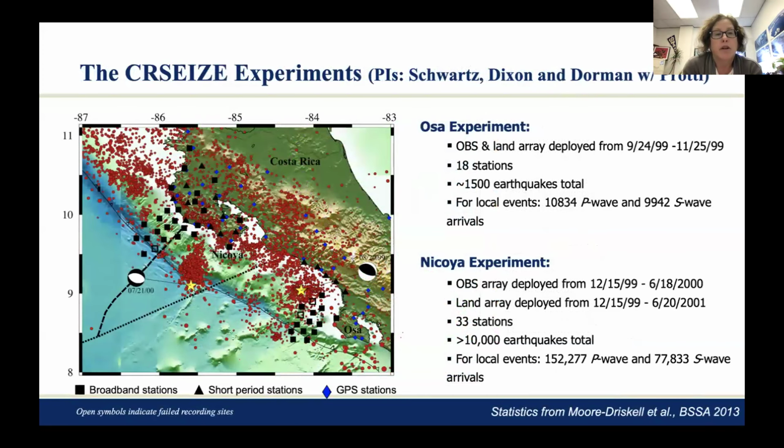So again, to concentrate on the National Science Foundation experiments, these were called the CRSEIZE experiments. They were awarded to Susan Schwartz at UC Santa Cruz, to Tim Dixon at the University of Miami, and to Leroy Dorman at Scripps, with involvement with German collaborators and also Marino Protti's group down in Costa Rica.